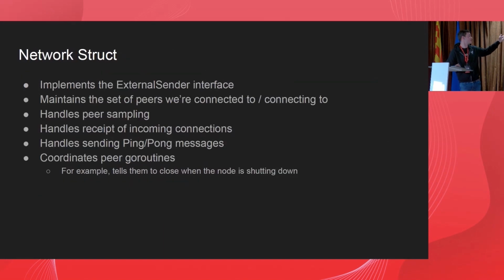So we have this network struct that handles a bunch of the metadata and management of all these peers that you're connected to, right? So it's like, who are the peers that I'm connected to? Who are the peers that I'm connecting to? All of that is inside of here. And that implements the interface that I was just talking about that the consensus engine has access to.